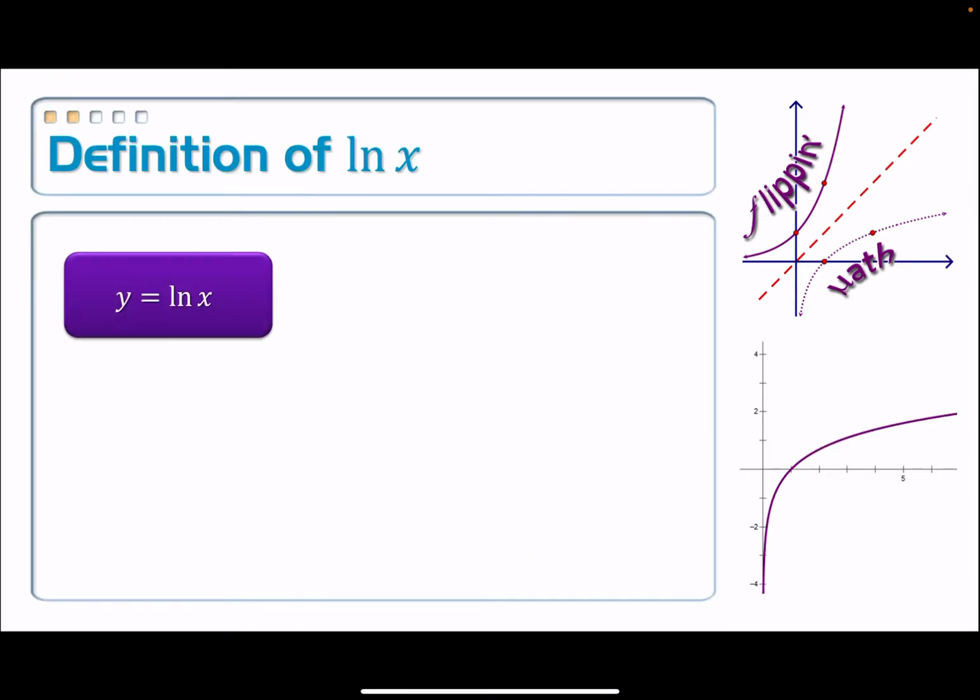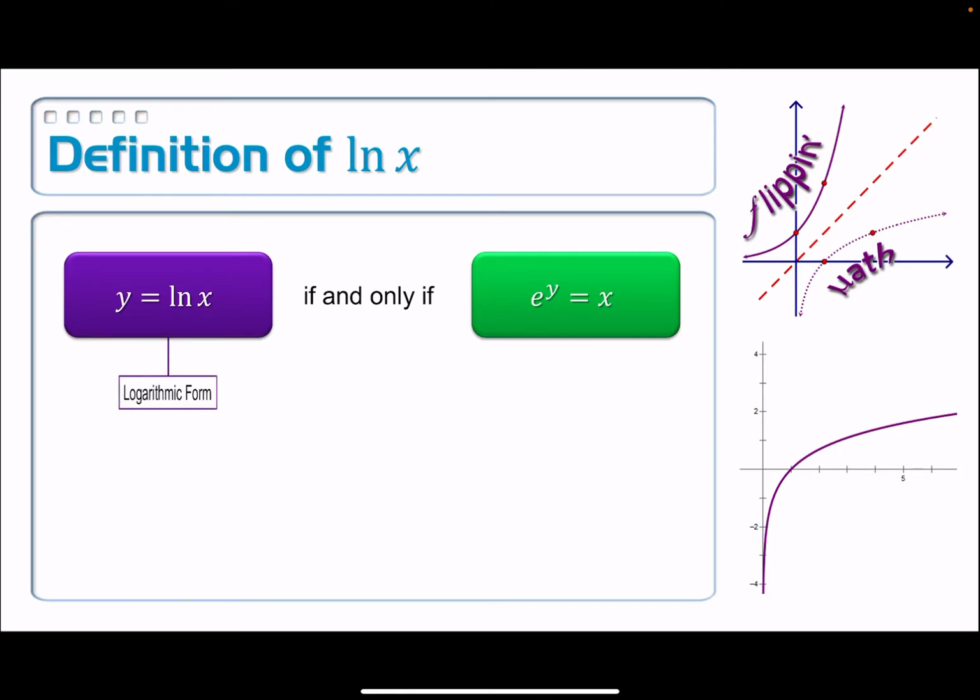So the algebraic definition is based on an exponential. y is equal to the natural log of x. There is the logarithmic form of this exponential equation: e to the y is equal to x. Again, the purple one is the logarithmic form, and the green one here is the exponential form.